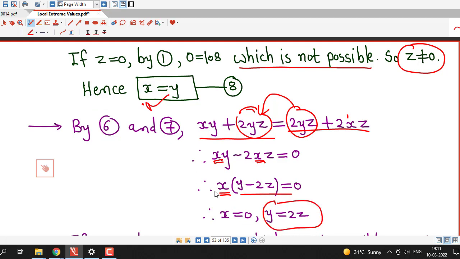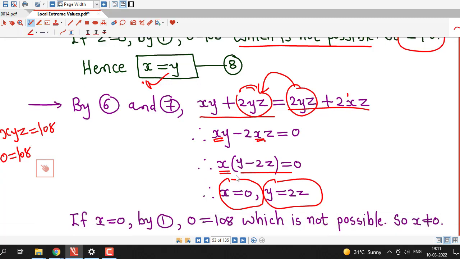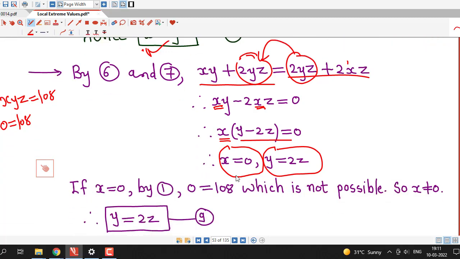x equal to 0 is not possible. Again it will violate condition 1, which is xyz equal to 108. If we take x equal to 0, we obtain 0 equal to 108, which is not possible. Or we can say that x is the length of the box, and we consider it as always positive. Therefore x is non-zero, and we obtain y equal to 2z.